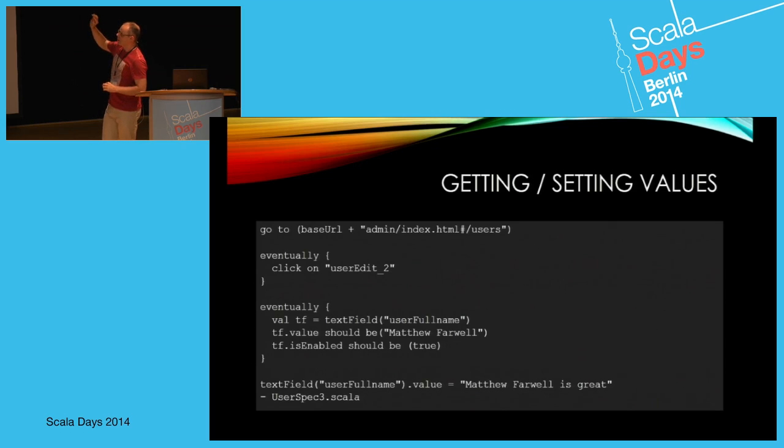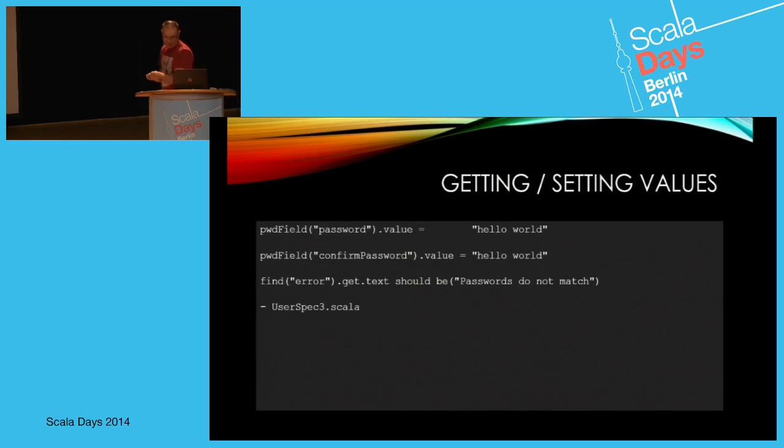Okay, then that will do a refresh of the page as well. It'll do a reload of the page over a different URL. We're looking for a text field called user full name. The value should be whatever. It should be enabled. And then finally, we're setting the value of that text field to be Matthew Farwell is great, which should make the database fall over.